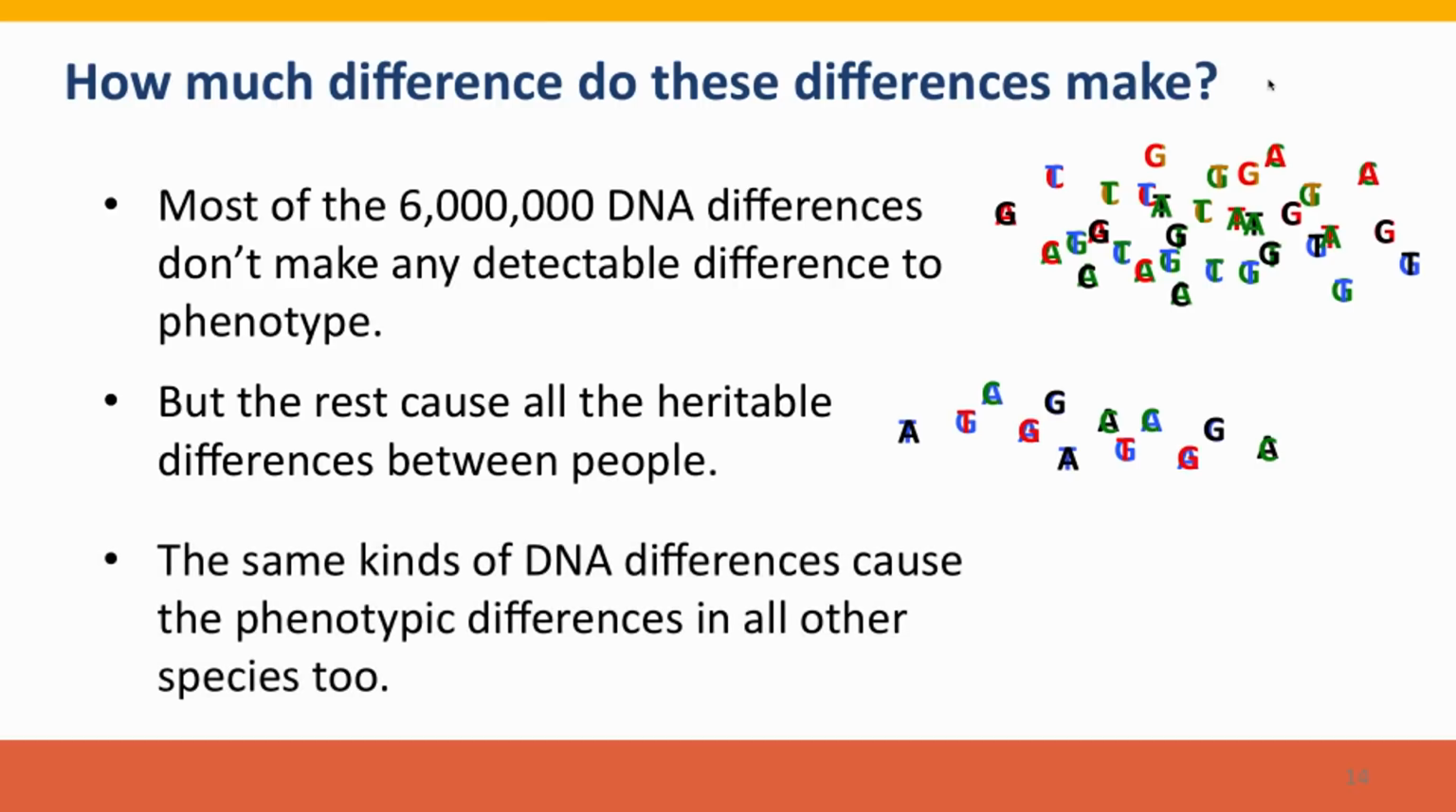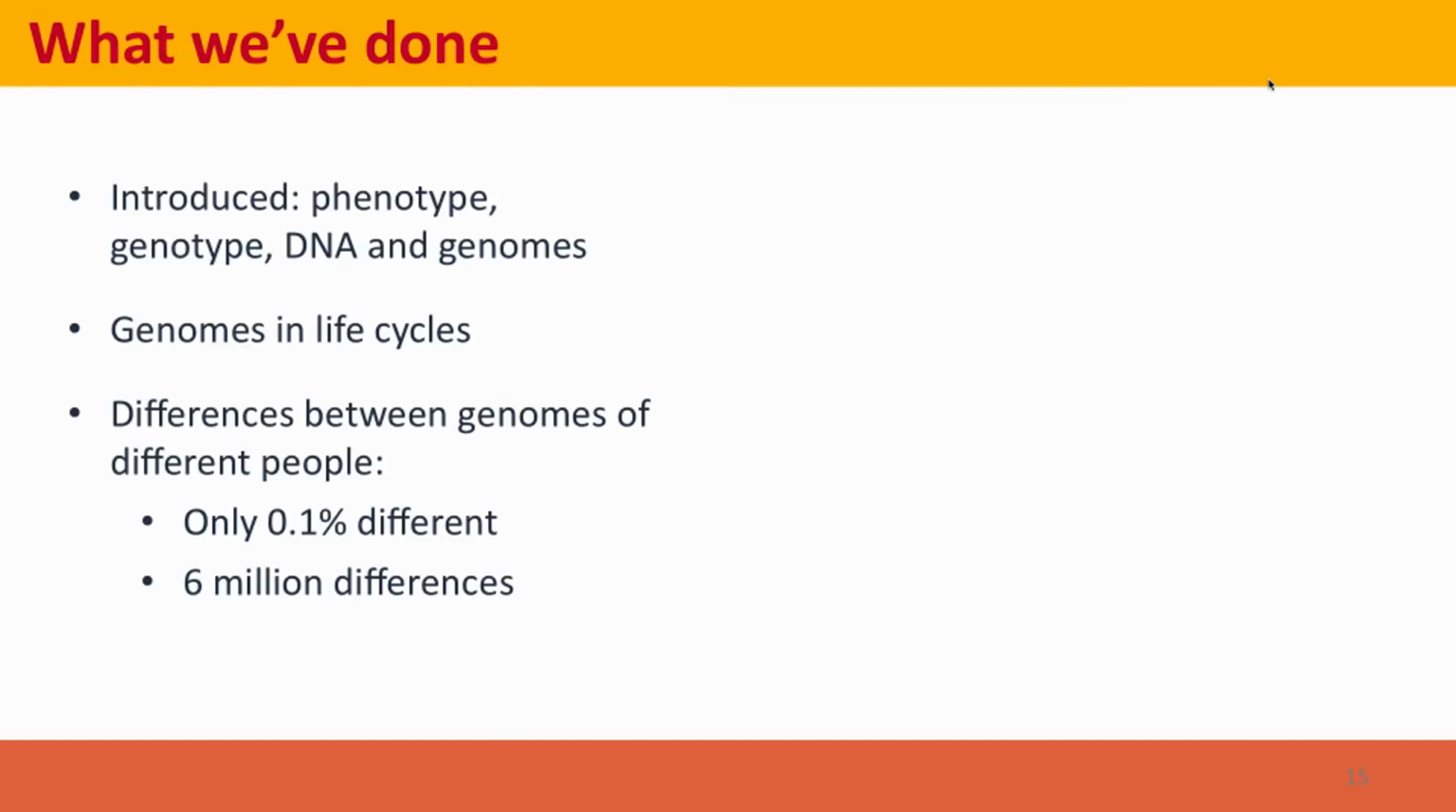And just in case you're thinking that people are kind of special, we're not. Exactly the same situation exists for all of the other organisms on the planet. Their sequences of any one species are very similar, but there are so many bases that there's still a lot of differences which cause all the phenotypic differences.